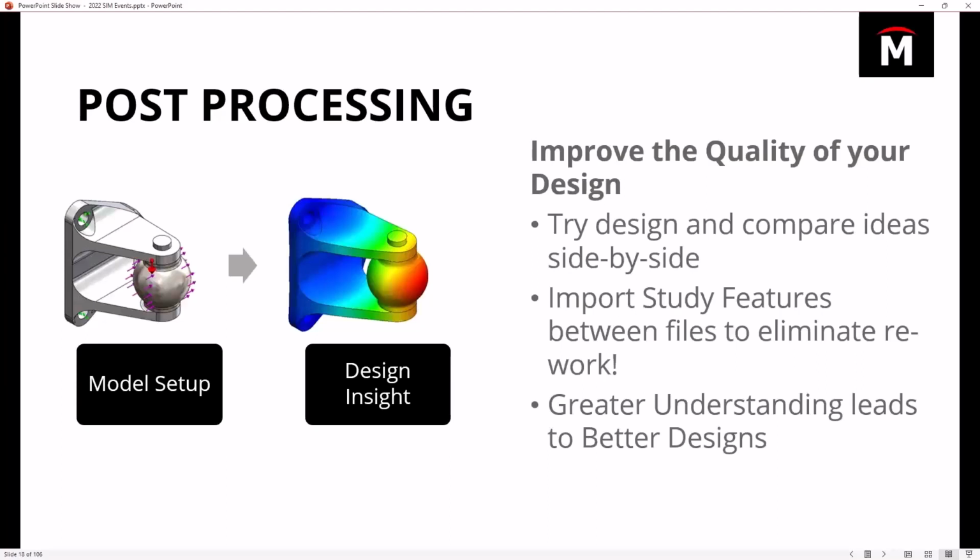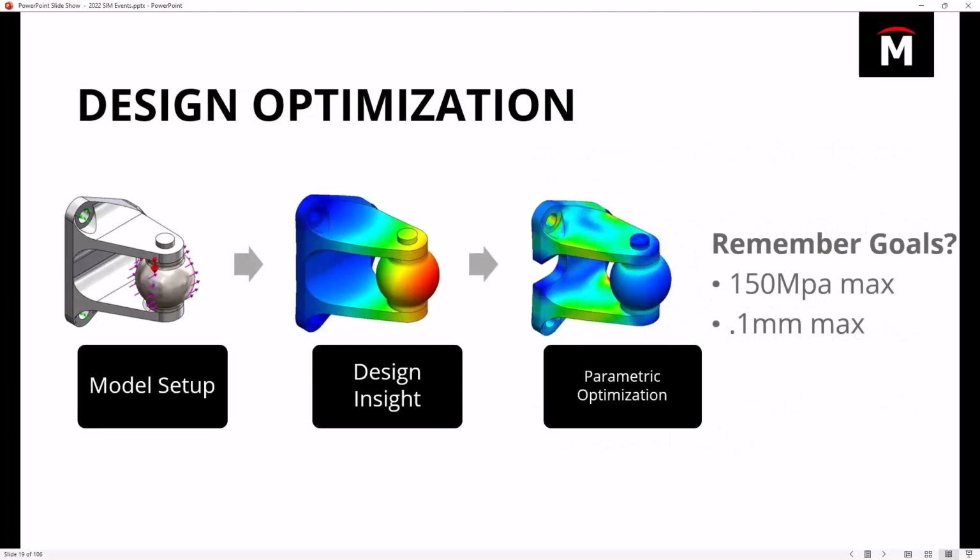So these tools let you try stuff side by side, really compare features. In fact, there's a lovely compare feature tool here where you can look at your results side by side on the same screen. Even if you're in different files, you can import study features between those files. So you don't have to sit in one assembly. You can jump over to another part and pull this simulation right over and eliminate that rework and just make better designs altogether. So why don't we let SOLIDWORKS optimize this thing a little bit?